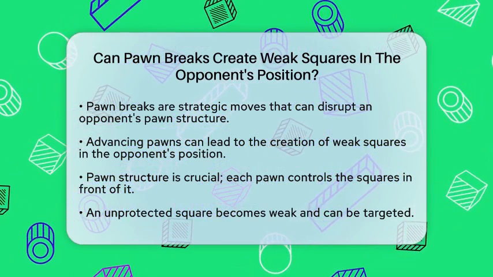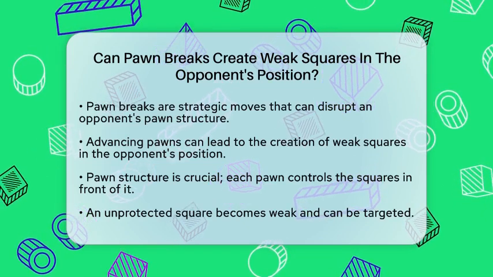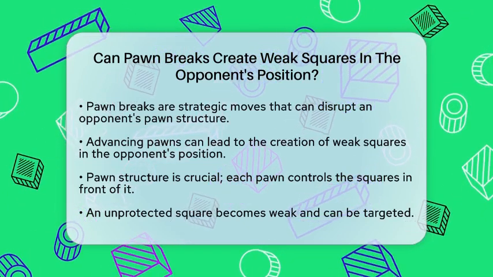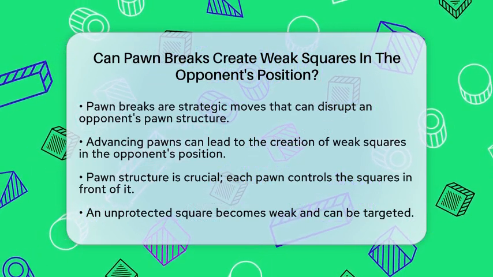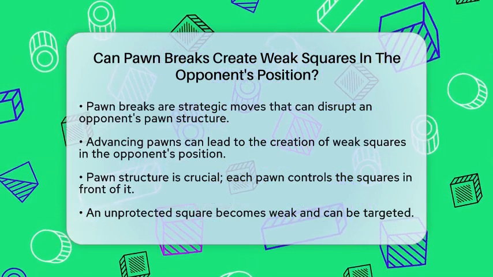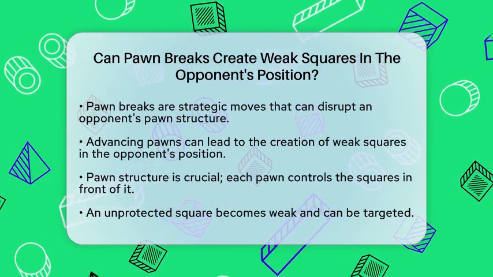First, let's talk about pawn structure. The way pawns are arranged on the board is crucial. Each pawn controls the squares in front of it. If a square is not covered by a pawn, it becomes weak. This is where pawn breaks come into play.